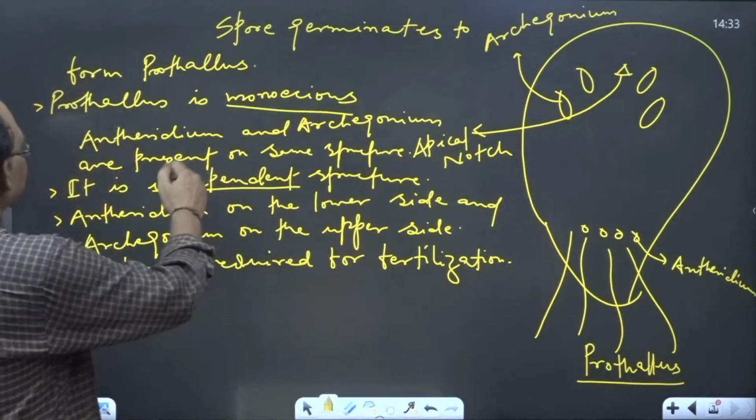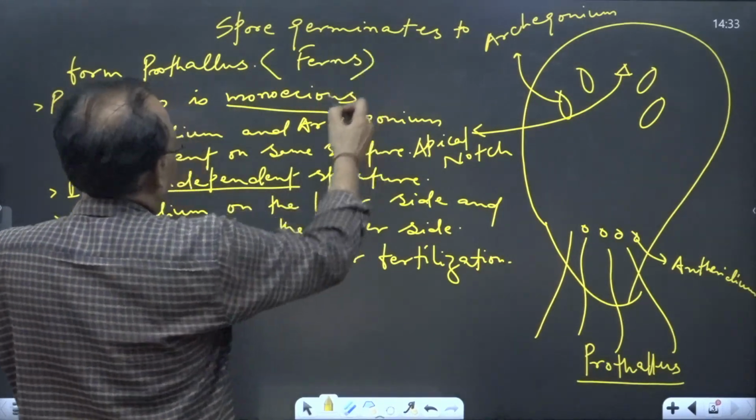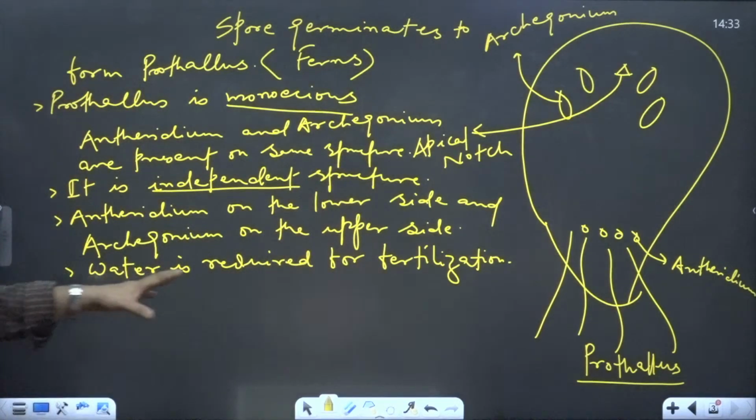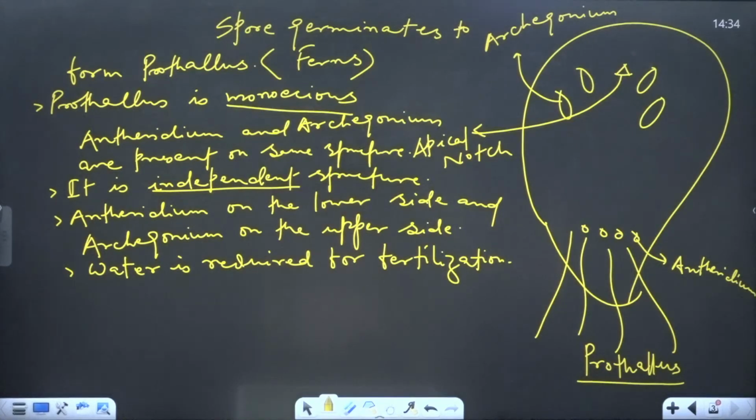So this, ये किसमें होता है? Ferns में, right? And the water is required for fertilization. So these are some of the points which are part of this, right? Okay.